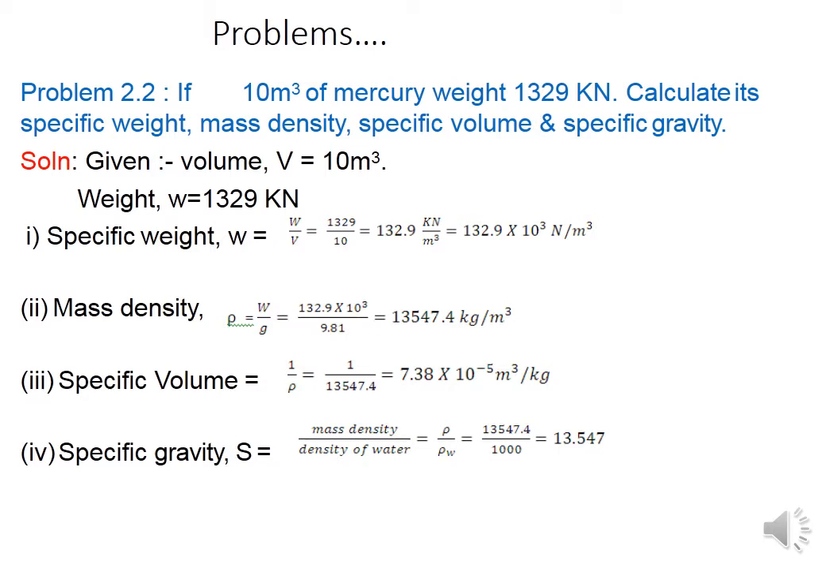Specific volume is 1 by density, that is reciprocal of a density is specific volume, and specific gravity is mass density divided by density of water. So mass density is 13547 and density of water is 1000, so 13.547 is the specific gravity of mercury.